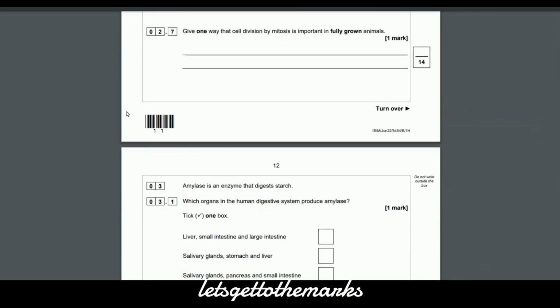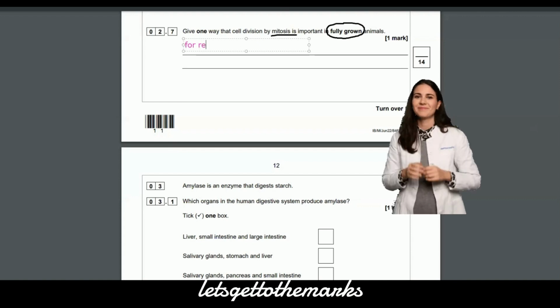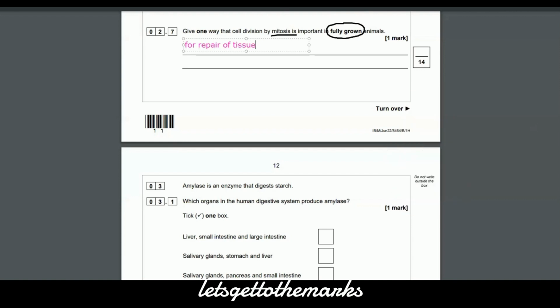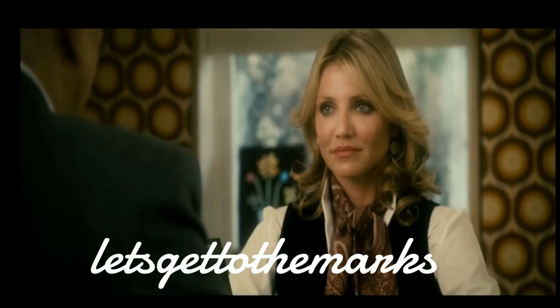We've got one more part to this question too. 2.7, give one way that cell division by mitosis is important in fully grown animals. So what they're saying here is don't say they need it for growth because an animal has already fully grown. So why does an adult like myself still need to do mitosis? Well, of course, your hair grows, new skin. When you scratch yourself, you get new layers of skin. So we call that repair. For repair of tissues and cells.